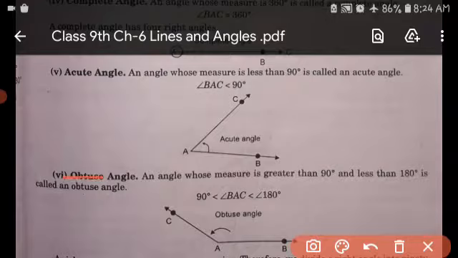Obtuse angle. An angle whose measure is greater than 90 degrees and less than 180 degrees is called an obtuse angle.